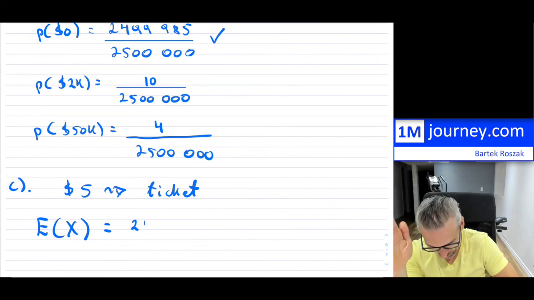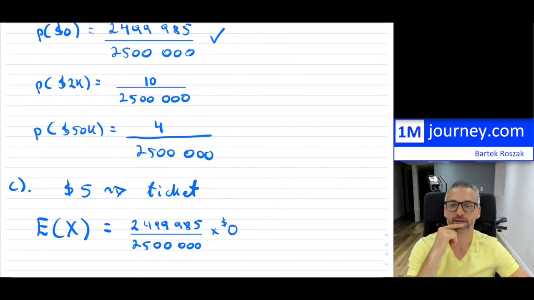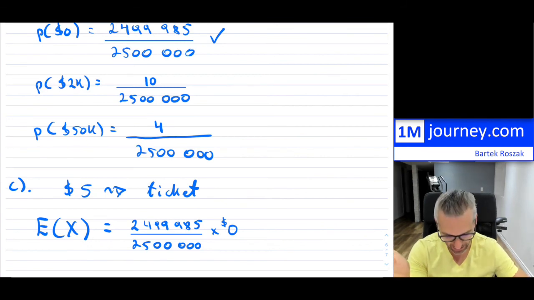So we have 2, 4, 9, 9, 9, 8, 5, all over 2.5 million. 1, 2, 3. But it is multiplied by 0, right? Because we're not paying anything out. So this is going to disappear. So for all of those tickets, we're not paying anything out.